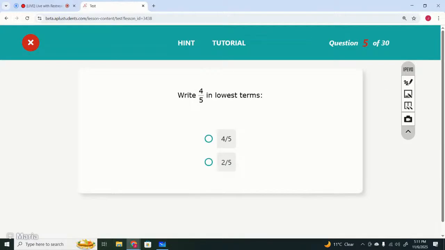Write 4 by 5 in lowest term. So 5 is a prime number, right? That means 4 by 5 is already in the lowest term. If one of them is prime, then the fraction is already in the lowest term form.